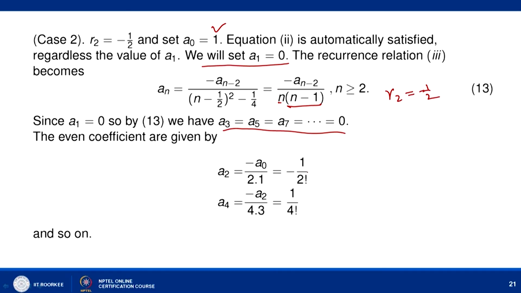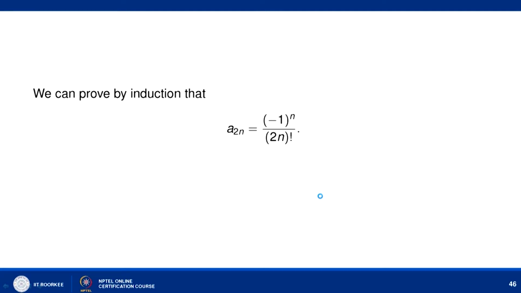So we can calculate a2 as minus a naught upon 2 into 1, and a naught is 1, so it is minus 1 upon factorial 2. a4 is minus a2 upon 4 into 3. a2 we have already calculated, so a4 is 1 upon factorial 4, and so on. So by induction we can say that a2n is equal to minus 1 to power n divided by factorial 2n.